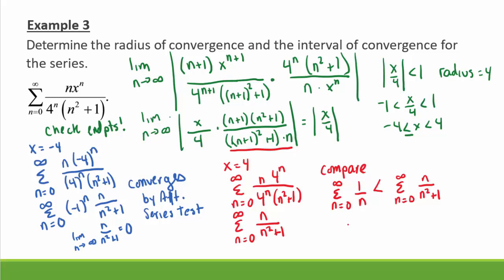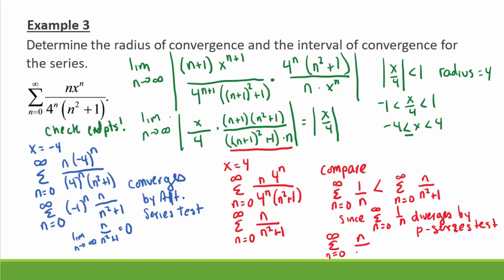So therefore, since one over n diverges by the p series test, this one must also diverge. So I don't include that endpoint.